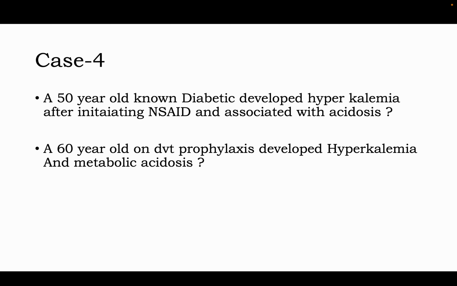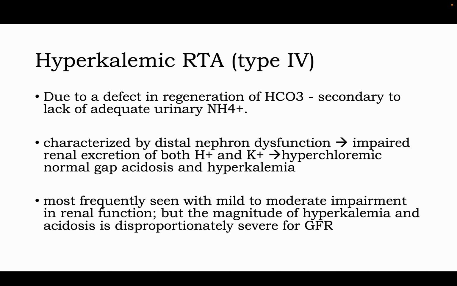So type 4 RTA can be due to nephron dysfunction, with defective secretion of both H plus and K plus. That can be due to an aldosterone synthesis defect, an action defect, or a channel defect, where there is defective excretion of both acid and potassium into the urine. So they will have hyperkalemia and acidosis. Okay, so there are various causes of this.